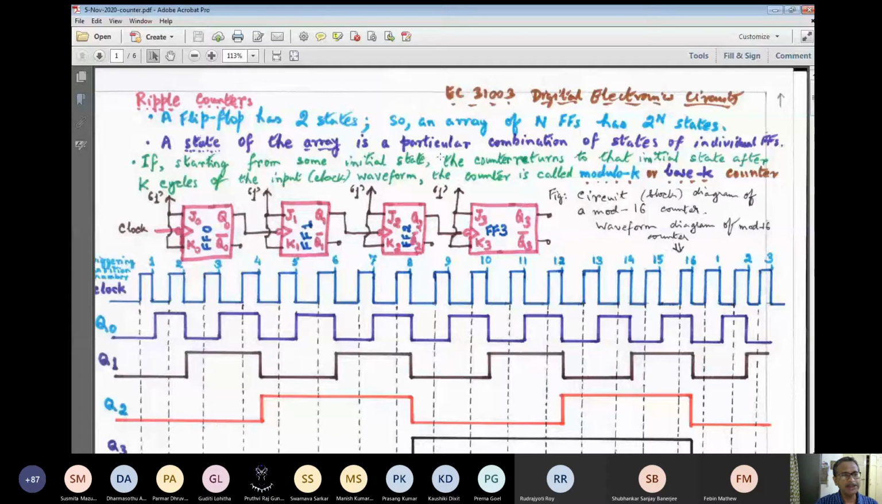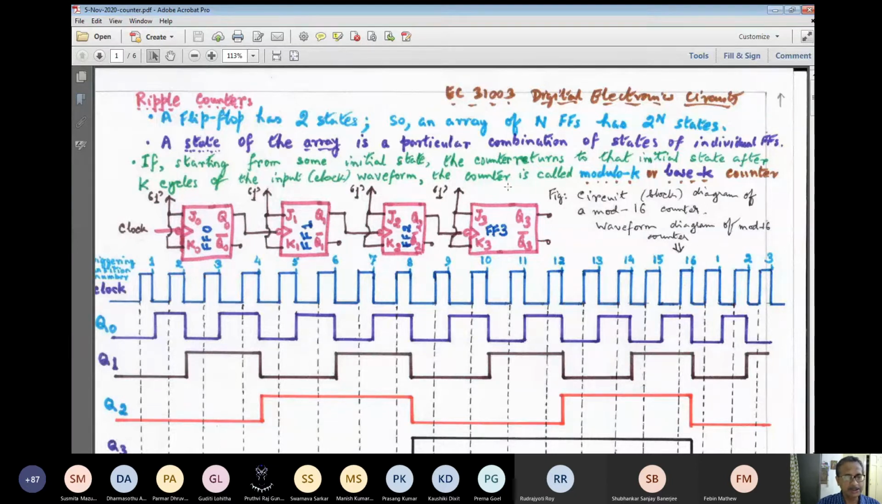If, starting from some initial state, the counter returns to that initial state after k cycles of the input or clock waveform, the counter is called modulo k or base k. In short, we shall talk about a mod k counter. Essentially, the modulus or base of the counter is k. That means starting from any particular initial state, the counter will pass through a prescribed, designed sequence of states before coming back to the same state. So a cycle will contain k states.